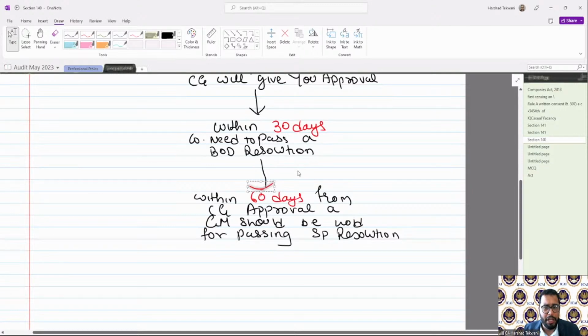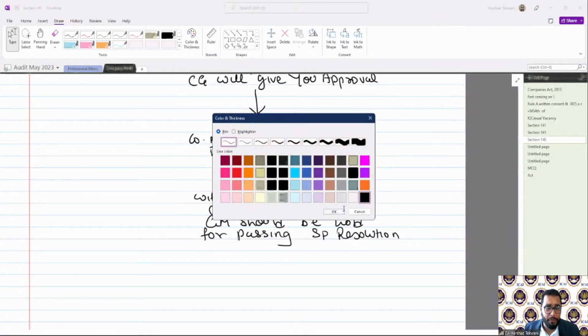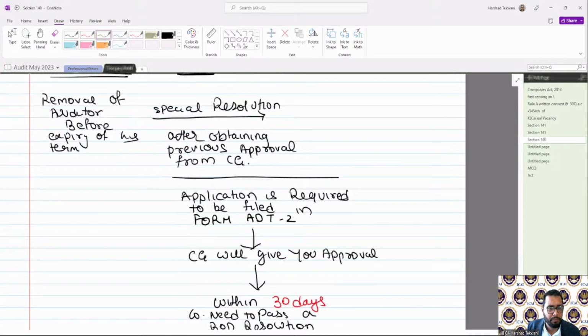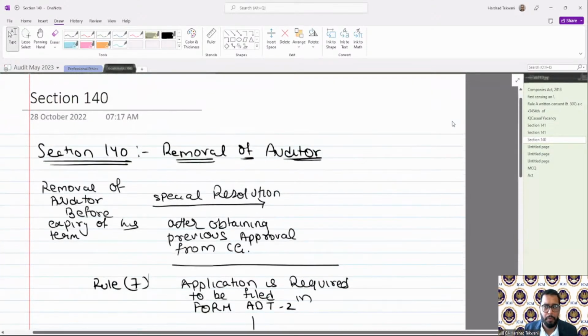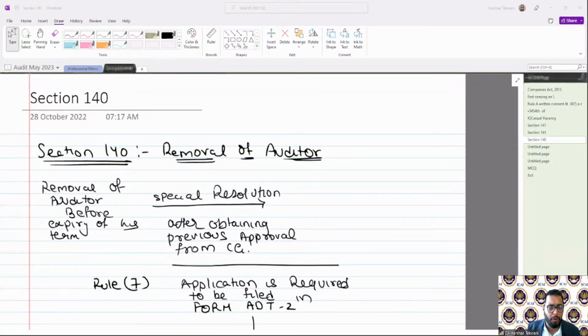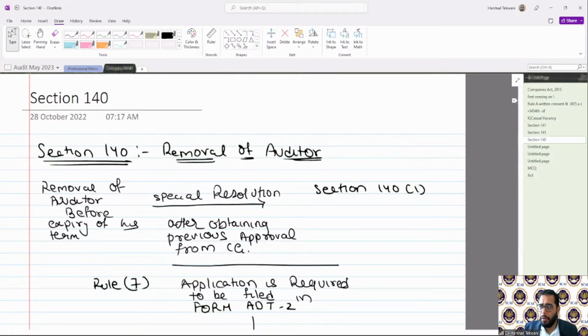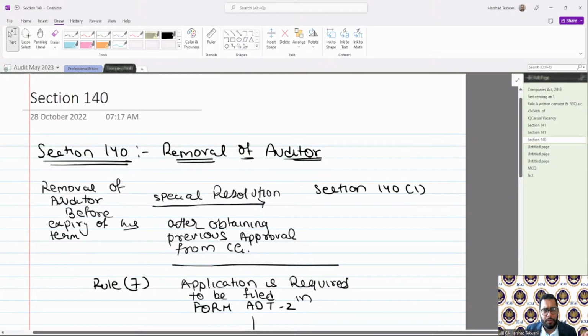Clear? So that is the procedure for the removal of an auditor before expiry of his term. Now, this procedure is prescribed under Rule 7. And that special resolution requirement is prescribed under section 141. Now, that was removal of an auditor before expiry of his term, section 141.